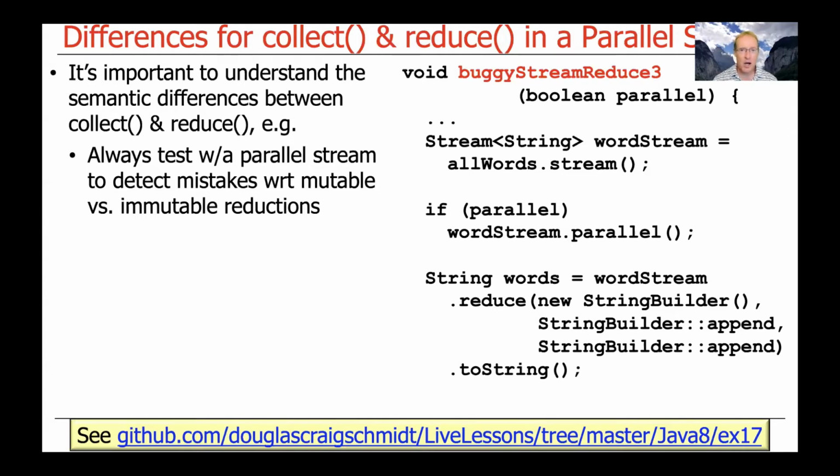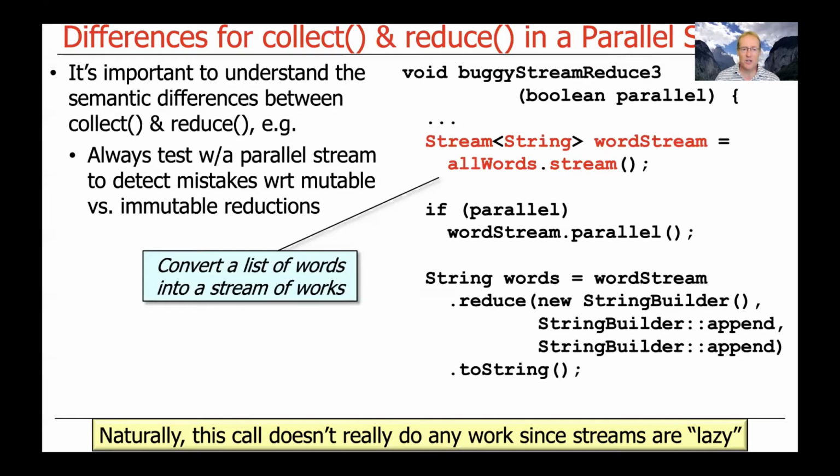This is the Buggy Stream Reduce 3 program, and it's in my EX17 folder in my GitHub repository. So what this program does is it's going to convert a list of words into a stream of words. And in this particular case, that's going to be the work of Shakespeare or whatever. It doesn't really matter. All we know is we have a big list of words, and we want to turn them into a stream of words. And nothing happens at this point yet because everything is lazy under the hood.